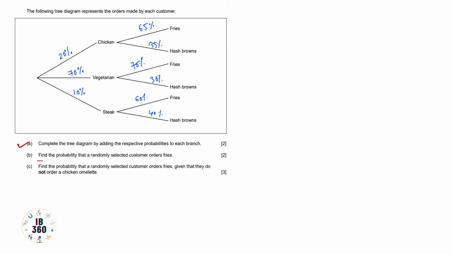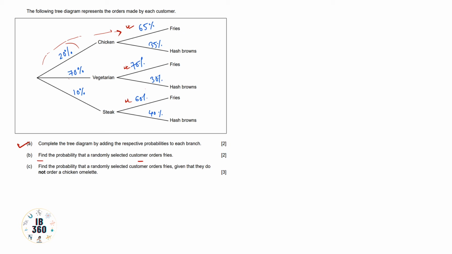Now find the probability that a randomly selected customer orders fries. That means the customers who order fries, that is this branch only. To go to this branch we move this way: 20% and then 65%, or 70% and then 70%, or 10% and then 60%. Remember that 'and' here means the multiplication operator. So find the probability that a randomly selected customer orders fries. First of all, one customer is there, and that customer can order fries.